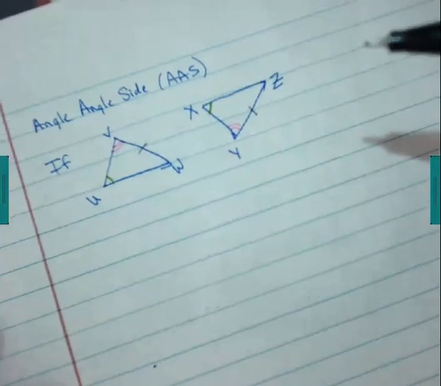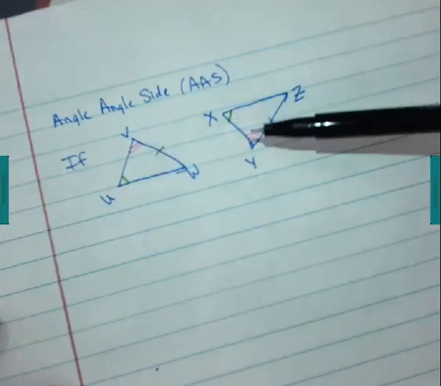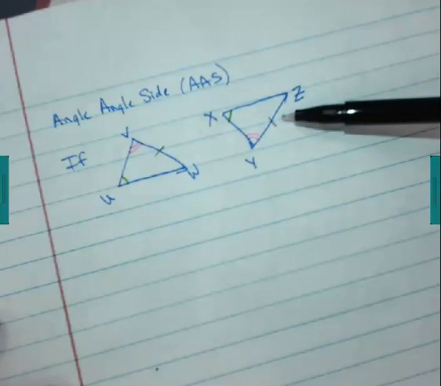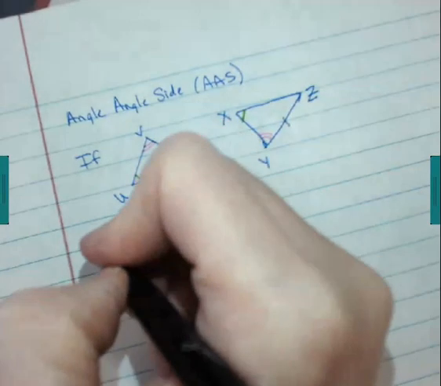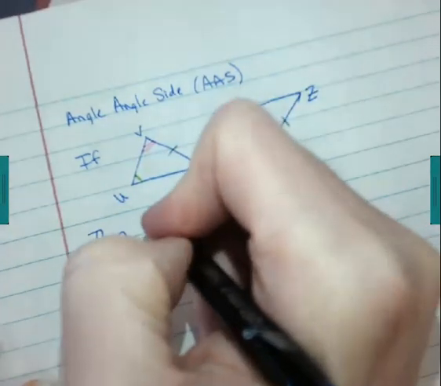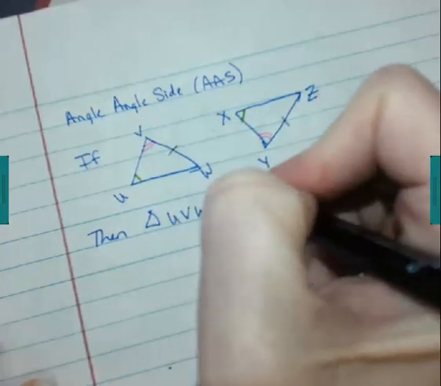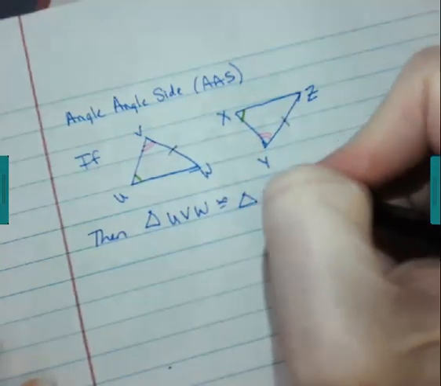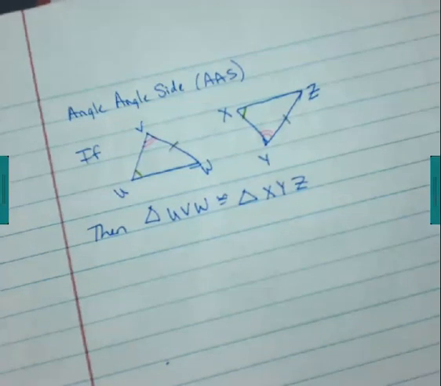So if I have this situation, I've got an angle next to an angle next to a side, and an angle next to an angle next to a side. So if that is the case, I have angle, angle, side, then I can say that triangle UVW is congruent to triangle XYZ. Right? And that's our fourth theorem. That's the second one from 4.4. Okay, so those are your basic notes, and then today we're going to be working with those theorems.